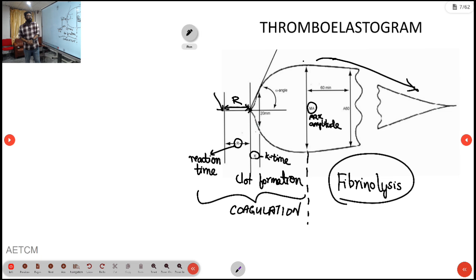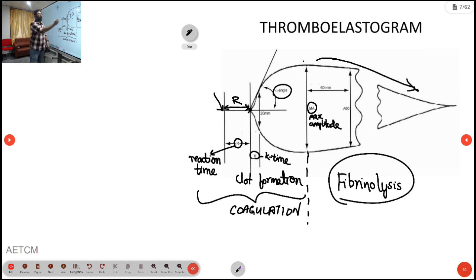So then what is determined as the alpha angle? The alpha angle is a determinant of how fast the clot formation occurs, and K is dependent on fibrinogen. Fibrinogen to fibrin conversion, right? So the minimum amount of clot strength is based on how much fibrin is formed.